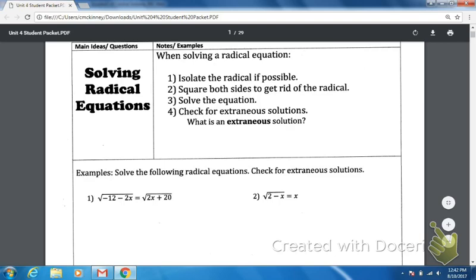Extraneous solutions are solutions that we come up with algebraically that aren't actually a solution. Sometimes we're going to get two answers, and one of them may not really be an answer. As we do that, I will model that so you will know what's going on.